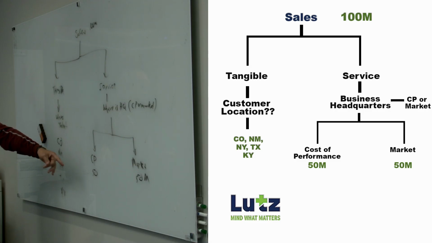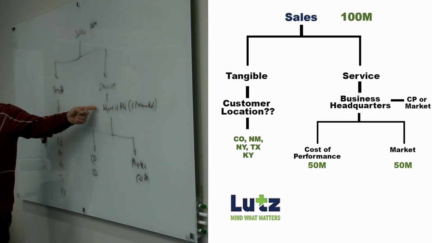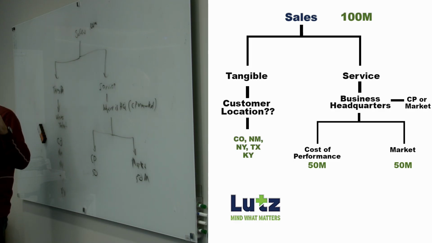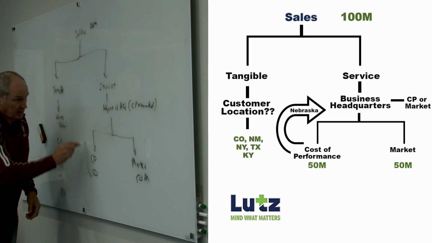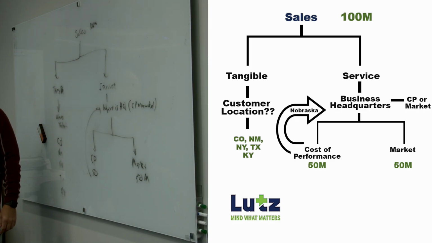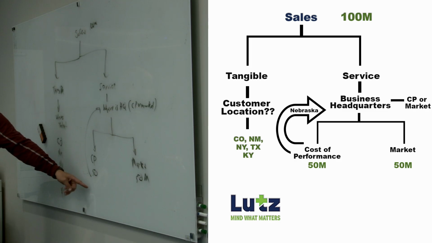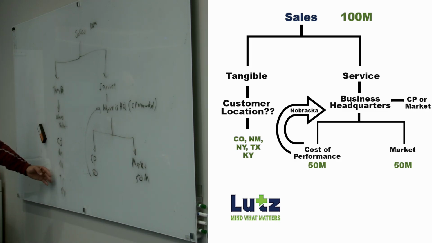So cost of performance asks, did I sit in Nebraska and do everything, and the cost of performing that duty or that service was all Nebraska? Well, in that case, all of it's going to go to the headquarters because that's where the cost of performance was. But if it's Colorado, New Mexico, Kentucky, Texas, and New York, whatever, then that 50 million, because the cost to perform that service, to render that service, I got people on the ground in those states, that 50 million has to go to those states.